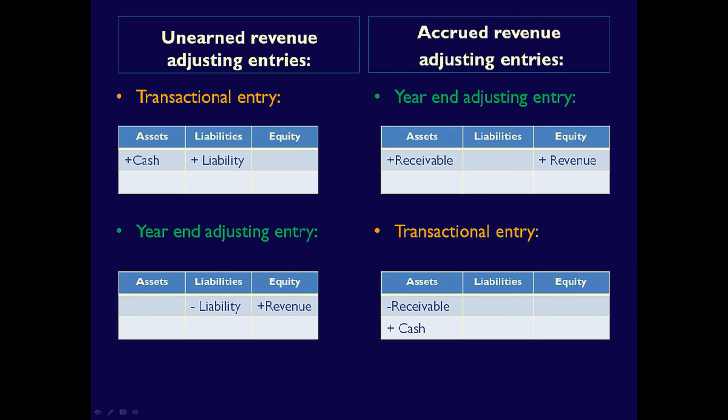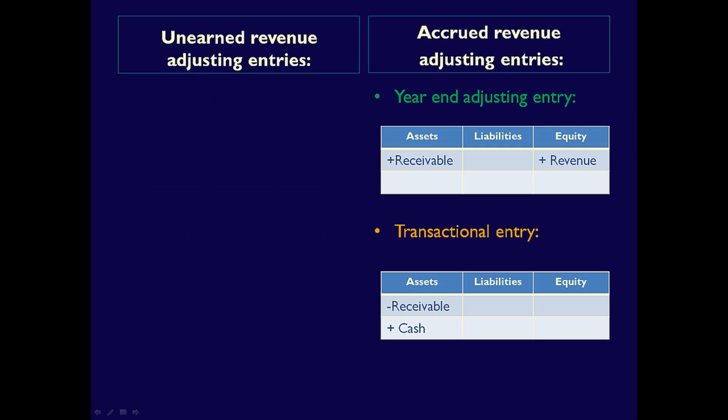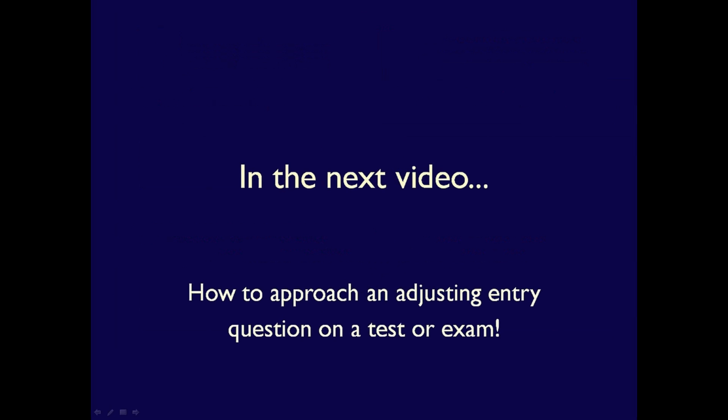Both have transactional entries and adjusting entries. The adjusting entries are always at the period or year end, but the unearned has a transactional entry before the adjusting entry. The accrued revenue has a transactional entry after the adjusting entry. Keep that in mind when you're working on adjusting entries and trying to decide which entries to make first. We have now covered all the different types of adjusting entries. In our next video, we're going to look at a more complicated and comprehensive question and its solution.